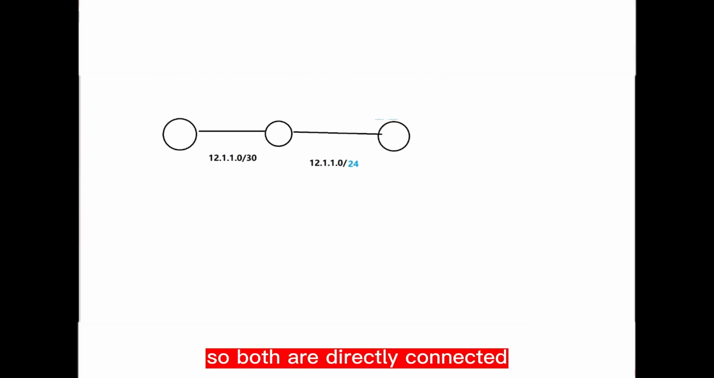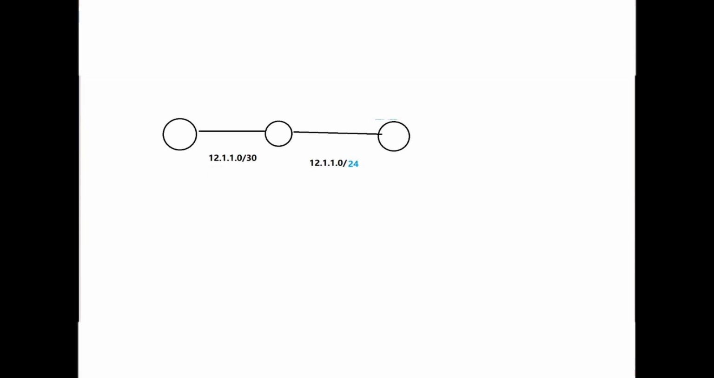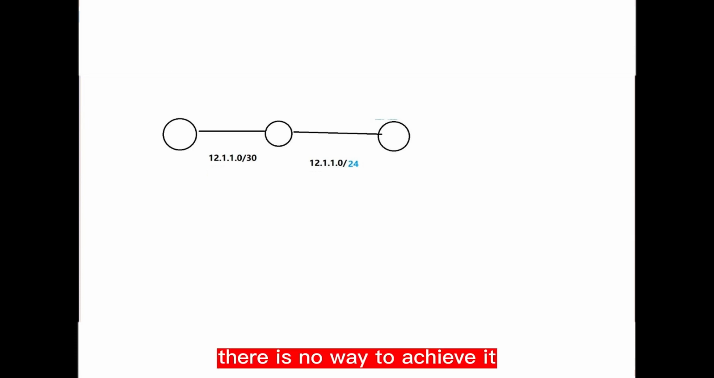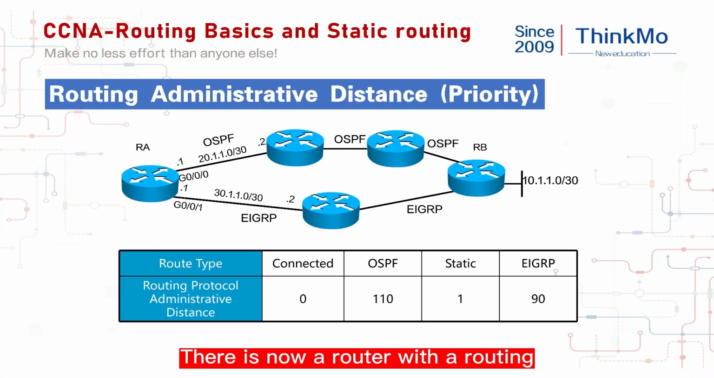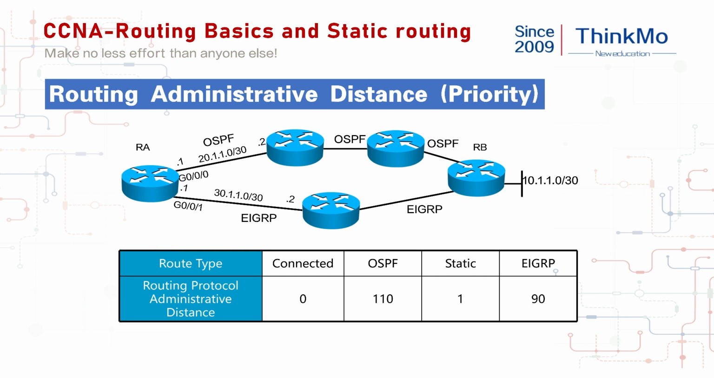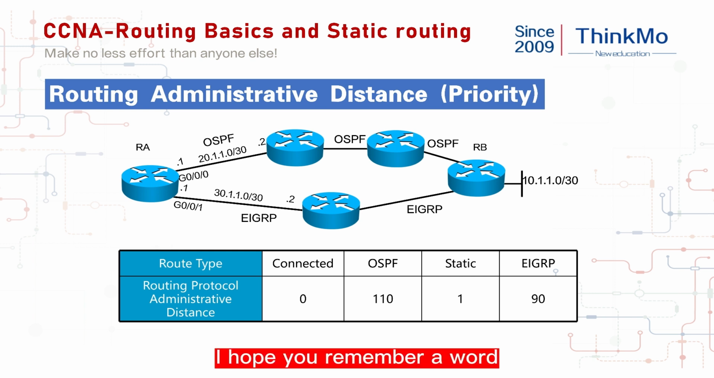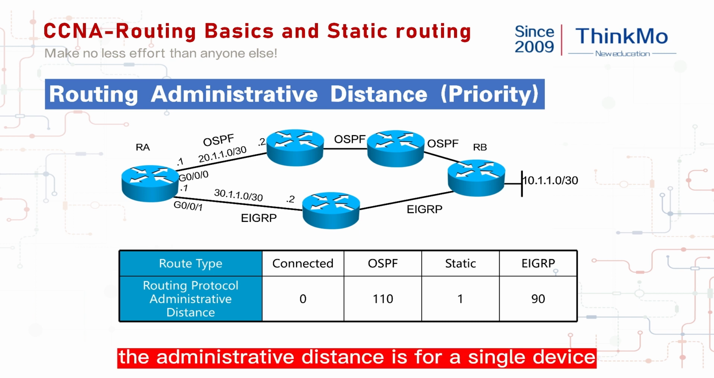So, both are directly connected. There is no way to achieve it. Then the addresses under the two interfaces will conflict. There is now a router with a routing administrative distance. For administrative distance, I hope you remember a word: locally effective. The administrative distance is for a single device.